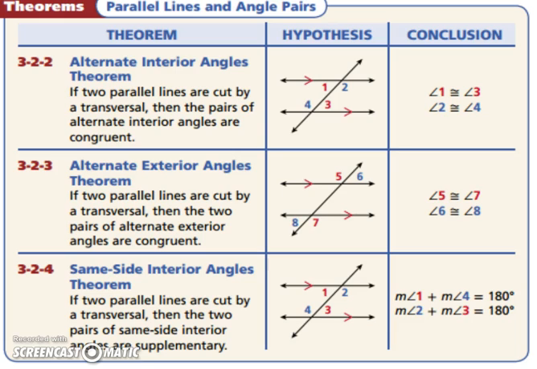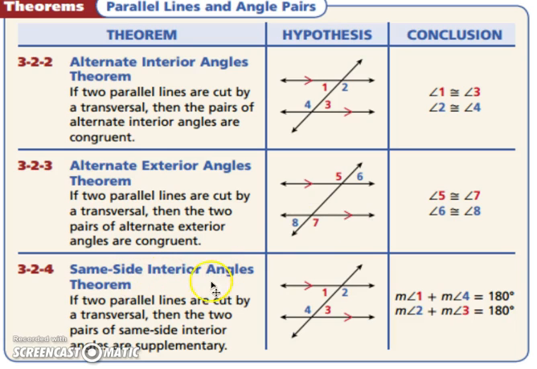Let's look at some theorems: the parallel lines and angle pairs. We have the alternate interior angles theorem. If two parallel lines are cut by a transversal, then the pairs of alternate interior angles are congruent. Same with the alternate exterior angles theorem. If two parallel lines are cut by a transversal, then the two pairs of alternate exterior angles are congruent. So angles 1 and 3 are congruent, 2 and 4 are congruent, 5 and 7, 6 and 8. So corresponding angles, alternate interior and alternate exterior angles are all congruent if the lines are parallel.